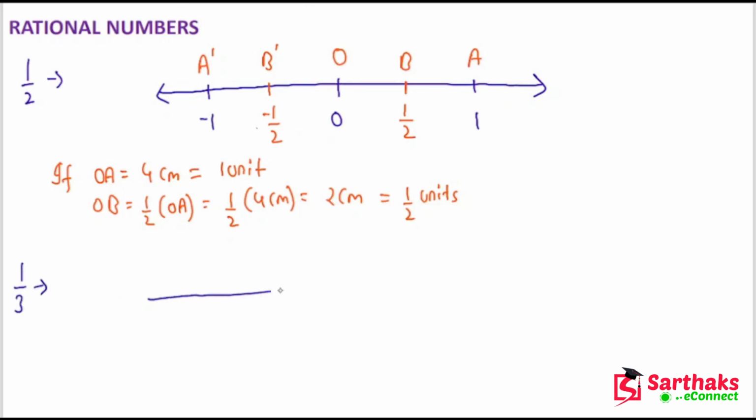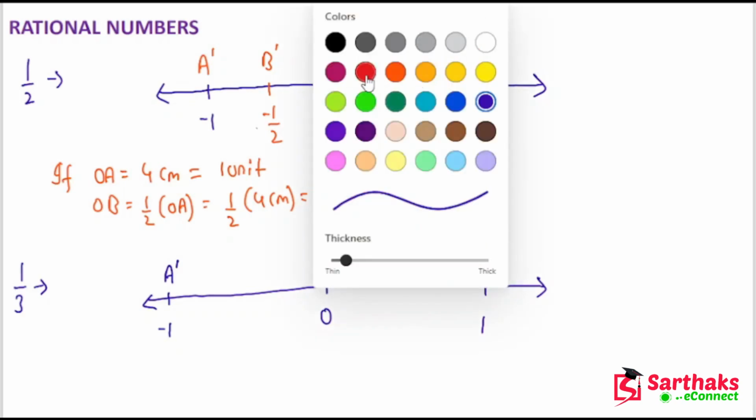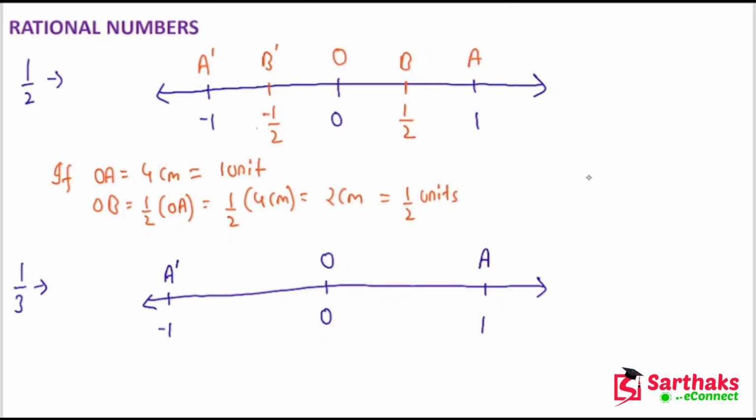Again, the process will be the same. You have to draw a number line. You have to mark point 0. You have to mark point 1 on a suitable scale. We will represent both 1 by 3 and minus 1 by 3, right? Now let the points be A dash, O and A. Now again, if you have taken OA equals to 3 centimeter, let me write it. It will become a bit easier. Let OA equal 3 centimeter.